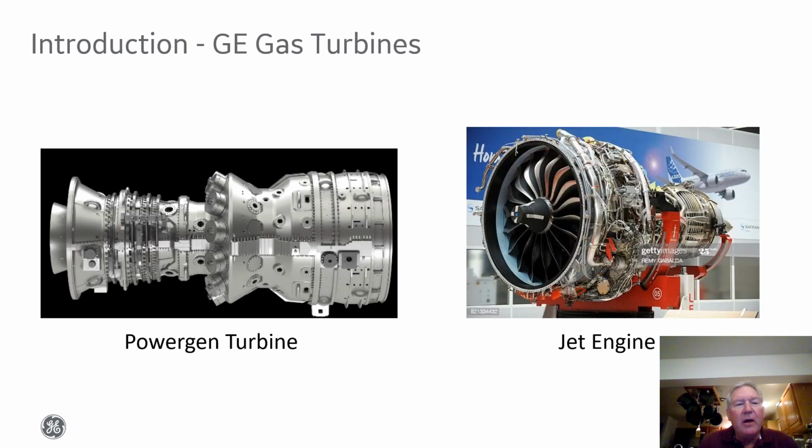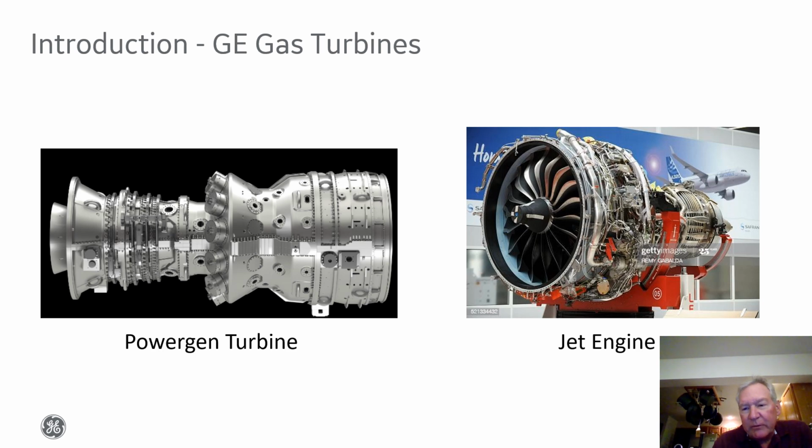On this slide, I'm showing two products that GE produces. On the left-hand side, it's a power generation gas turbine. This is what we would call a heavy frame gas turbine. Typical power outputs from this type of a machine would be 200 to 300 megawatts. On the right-hand side is a jet engine, which is this particular version is a high bypass ratio turbofan engine, and we're one of the largest suppliers of these engines for commercial aircraft.